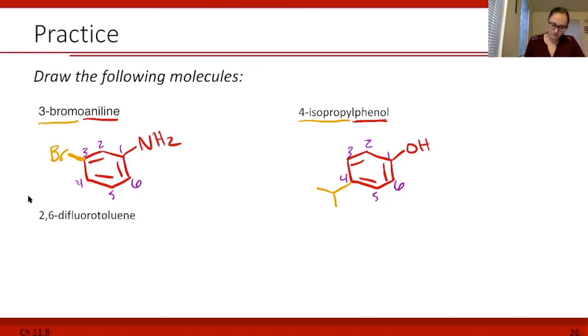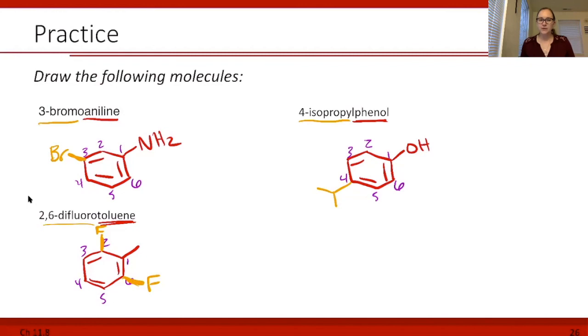Okay, last one. We have 2,6-difluorotoluene. So toluene, we start, that was real bad. Okay. We start with our benzene ring. We have a methyl group to show that we have toluene here. Number around the ring. 1, 2, 3, 4, 5, 6. At the 2 position, we have a fluorine, and at the 6 position, we have a fluorine. 2,6-difluorotoluene. Okay, those are all your answers.